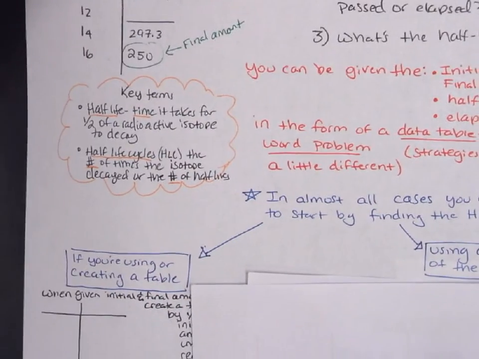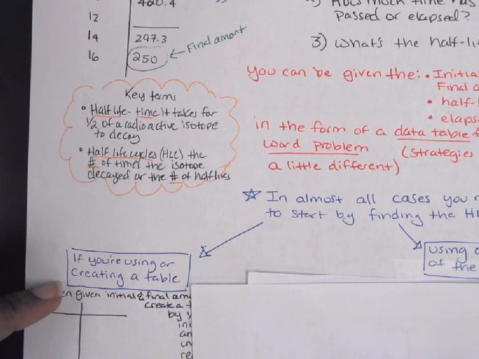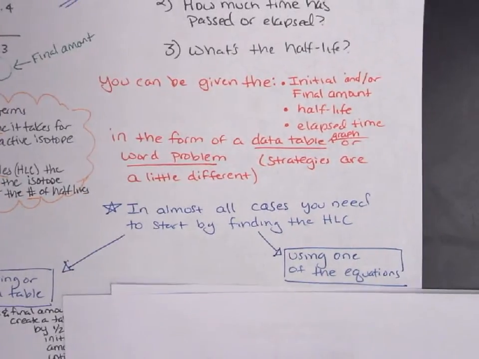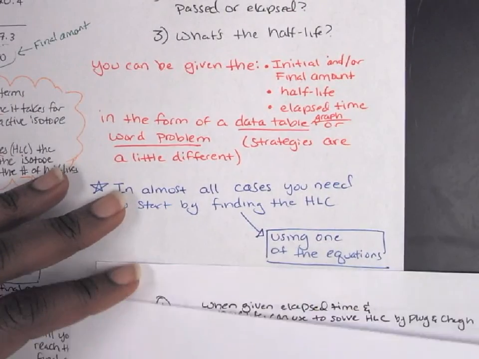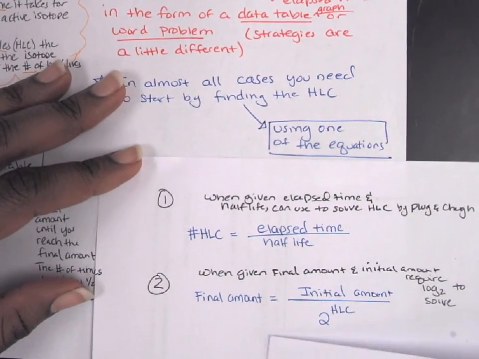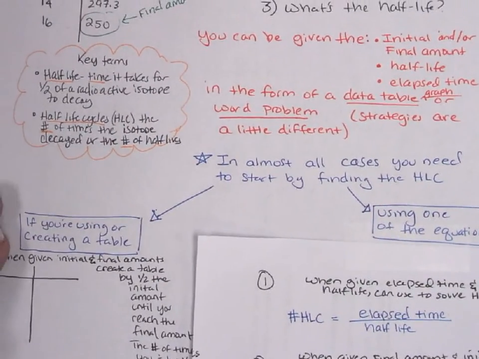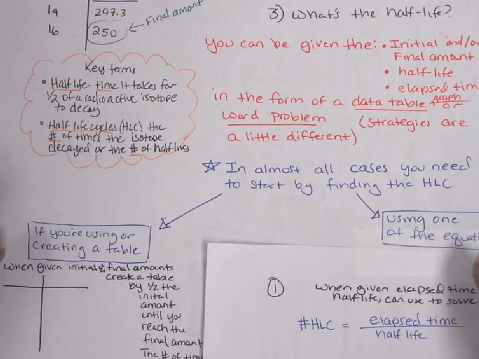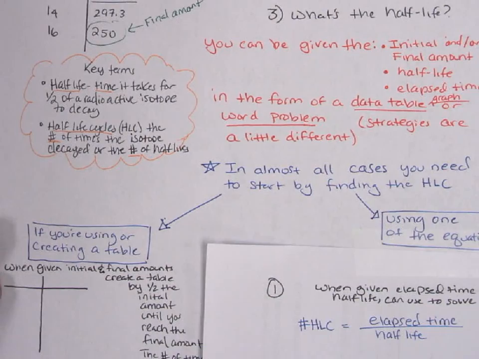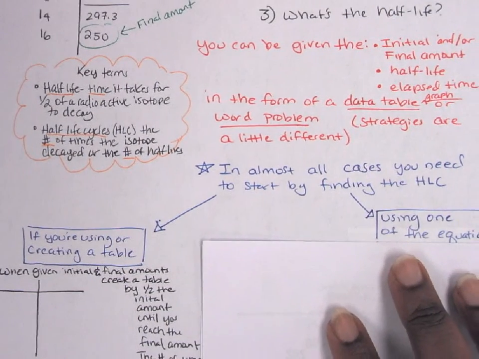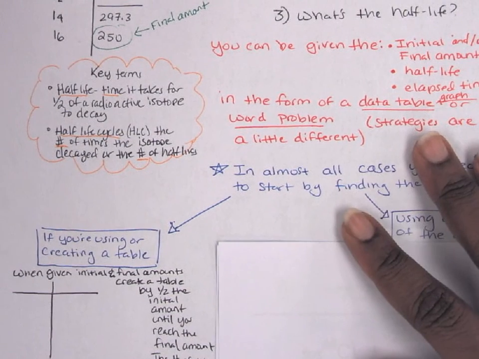So you can either use a table, either if you're given a table, or you can create your own table, or you can use one of the equations that you have in your notes, okay? So these are the two types of main ways you can find your half-life cycle. And remember, for all of these problems, your first step is finding that half-life cycle. So let's start off by looking a little bit more closely at the case where you're either using or creating a table.